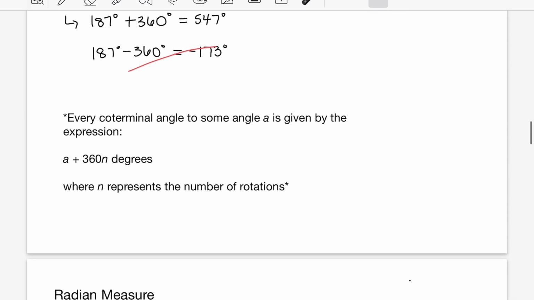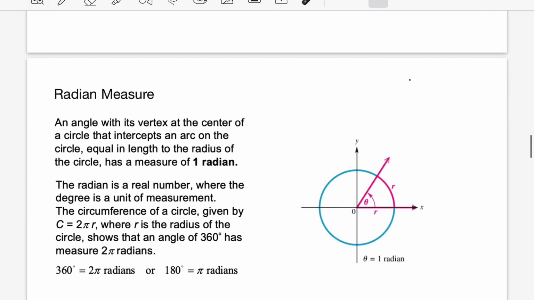Alright, so moving on to radian measure here. We're told that an angle with its vertex at the center of a circle that intercepts an arc on the circle equal in length to the radius of the circle, given by this here, has a measure of 1 radian. Now the radian is a real number, where the degree is a unit of measurement. So the circumference of a circle is given by 2 pi r, where r is going to be the radius of the circle. Now this shows that at an angle of 360 degrees, this circumference will have a measure of 2 pi radians.